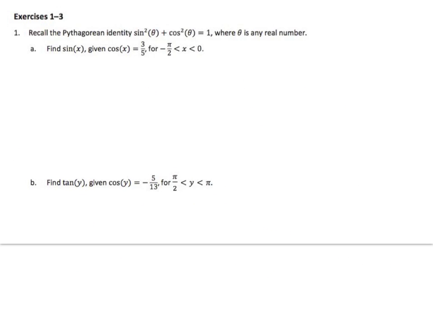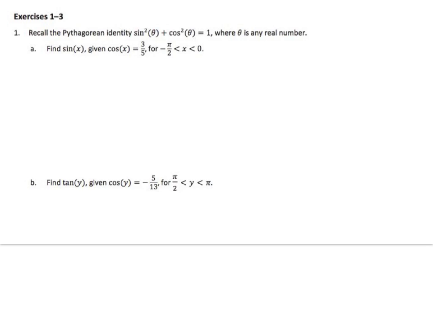Okay, let's try some exercises with our newfound information. Recall the Pythagorean identity where theta is any real number. For sine x, given cosine x equals 3/5, find sine x.